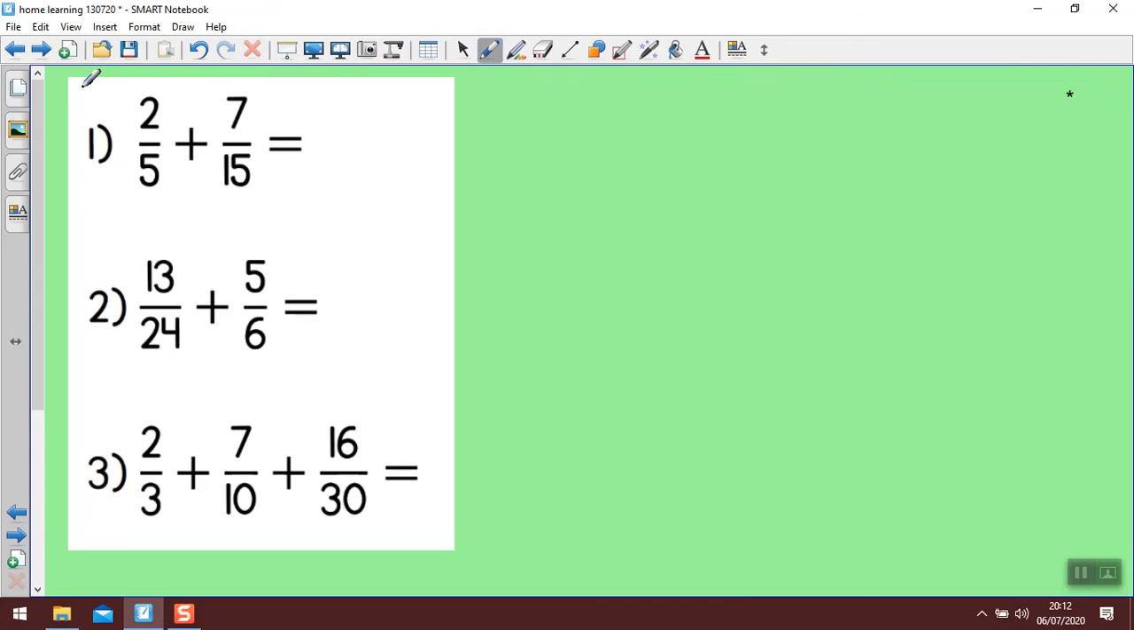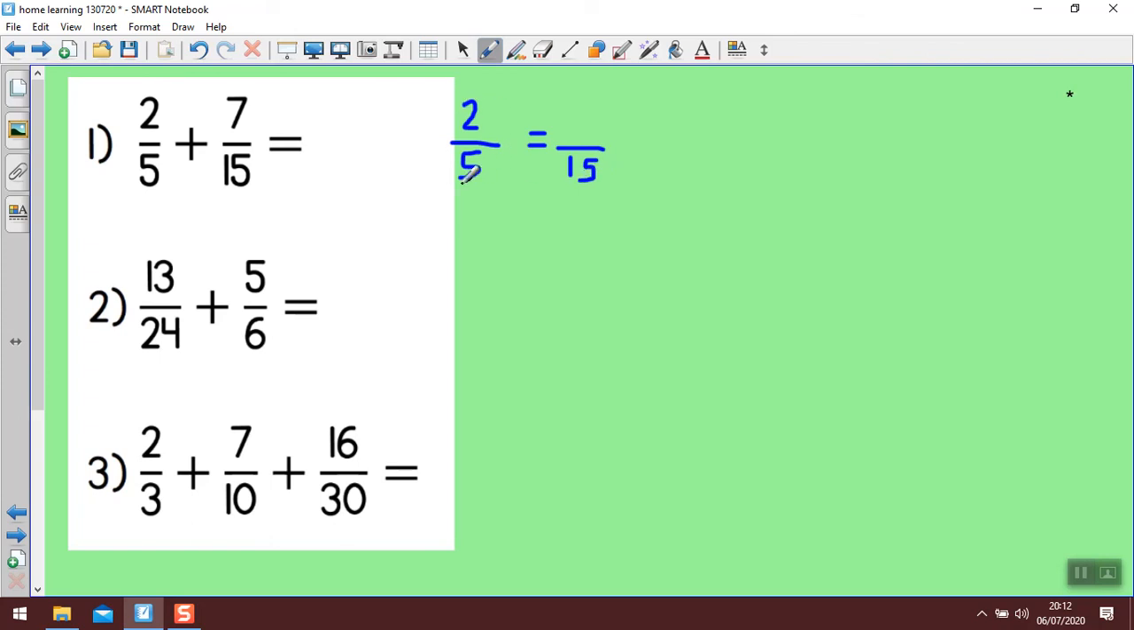This is your last slide. I'd like you to have a go at adding the fractions together without drawing any bar models by finding common denominators. I'll do the first one with you. So I need to know what my common denominator could be. Well, thinking about my times tables, if I did my 5 times table, I would get 15. So 15 is a multiple of 5, so I can make both fractions be 15.